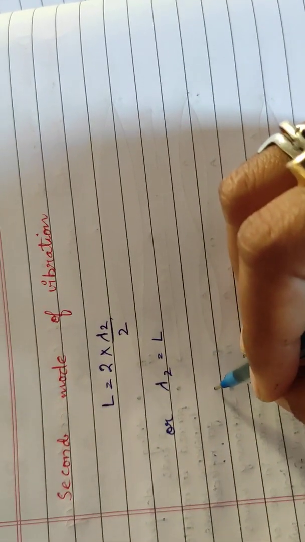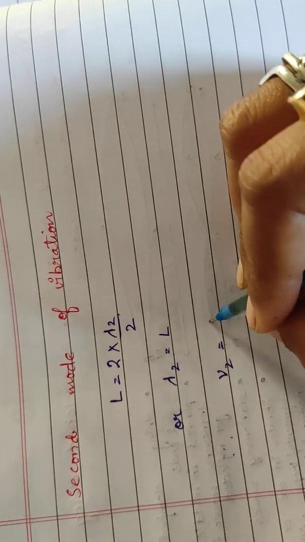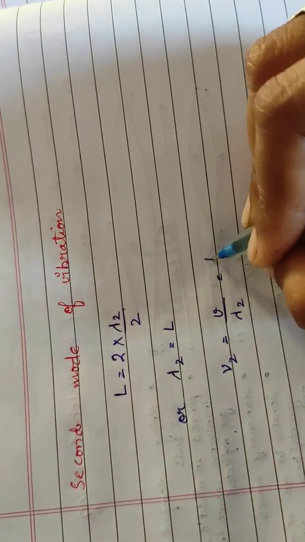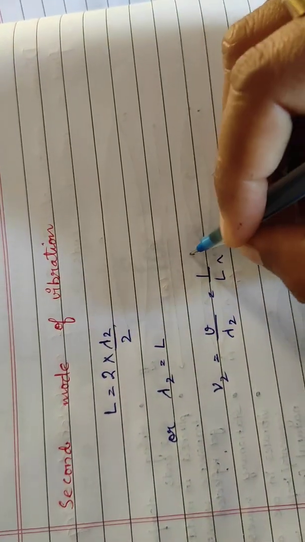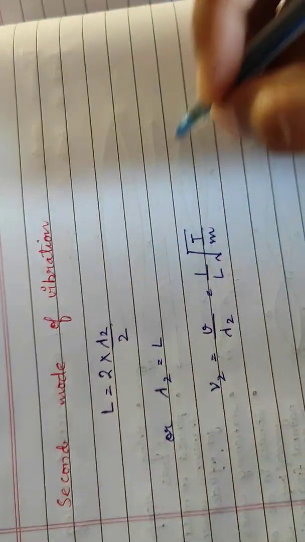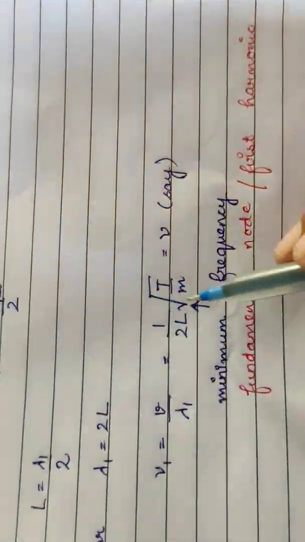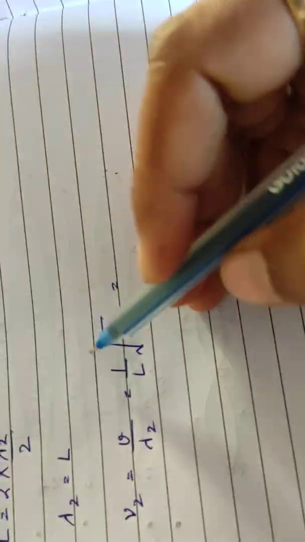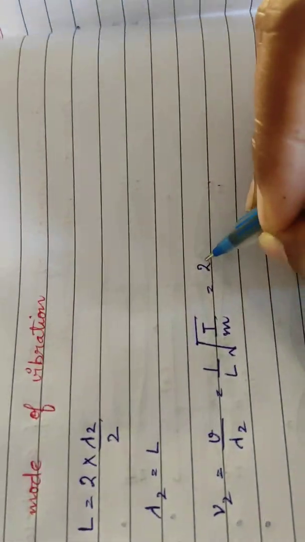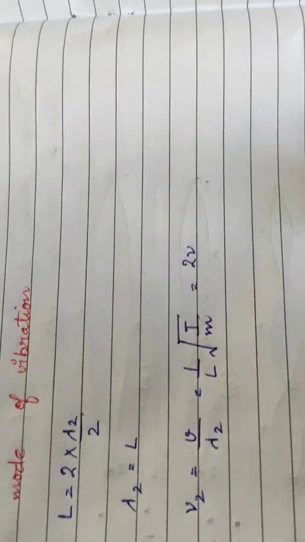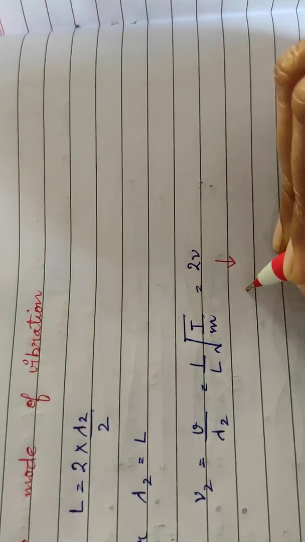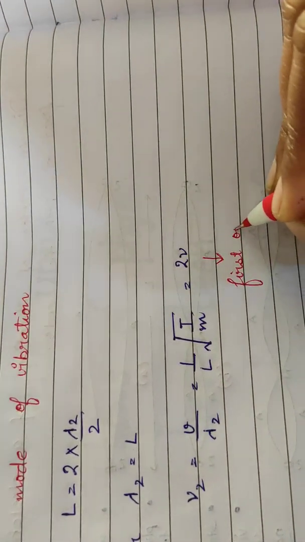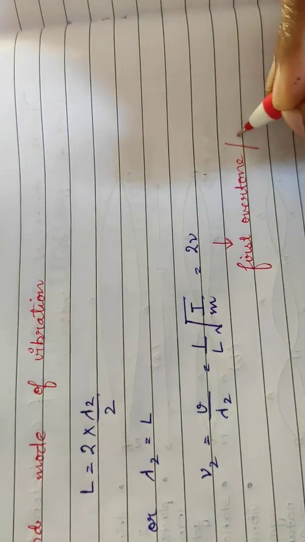Now again, we will determine the frequency of vibration. Let us say nu 2, it is equal to V by lambda 2, and here lambda 2 is equal to L, whereas V will remain the same, under root T by M. See, when we had this 1 by 2L under root T by M, we said it is equal to nu. So this value 1 by L under root T by M will be equal to 2 nu. Okay, so from here we have got that nu 2 is equal to 2 nu, and this is known as first overtone or second harmonic.